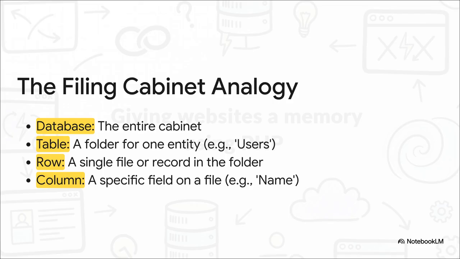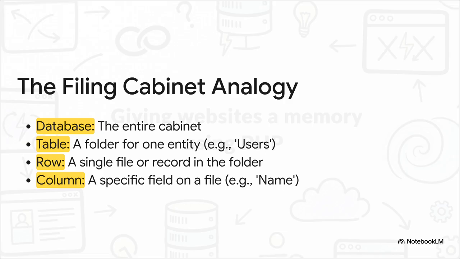Inside, you have tables, which are like the big drawers, each labeled for a specific type of info. A user's drawer, a product's drawer. Inside each drawer are the rows, which are like individual folders, one for each user. And on each folder, you have specific fields written down, like name or email.